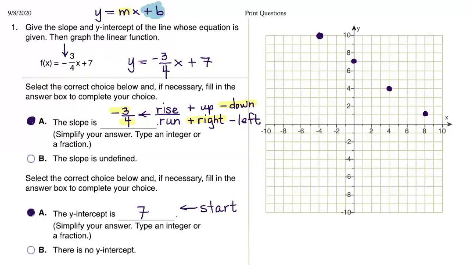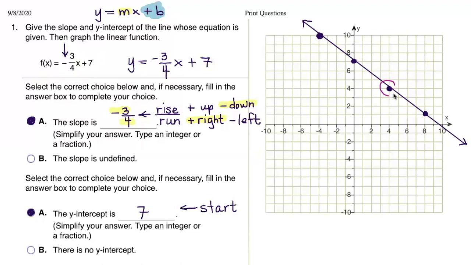Once you have enough points, you would just connect them with a line. And we would put arrows on the ends of the line to indicate it keeps going and going in each direction. Now, we can verify that this actually works by doing one extra step.